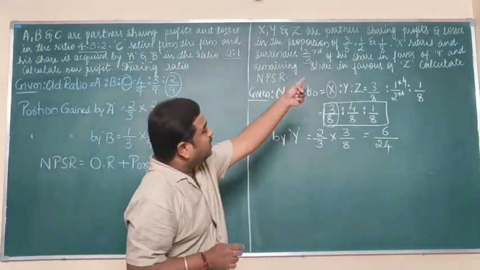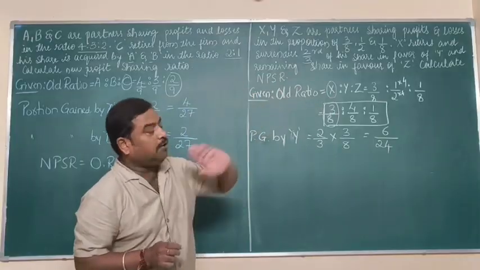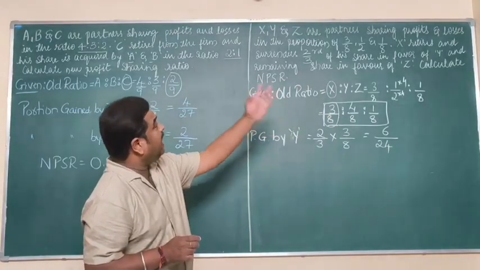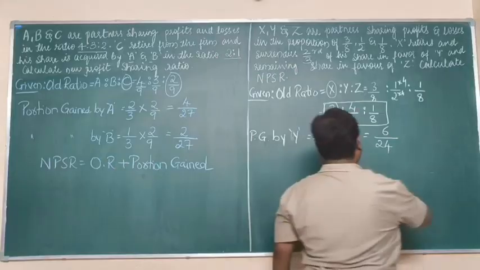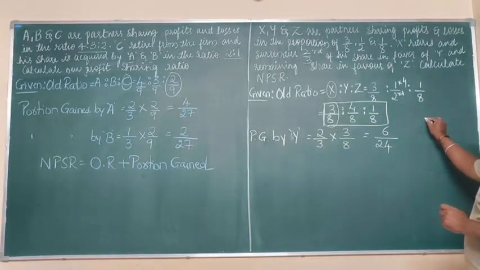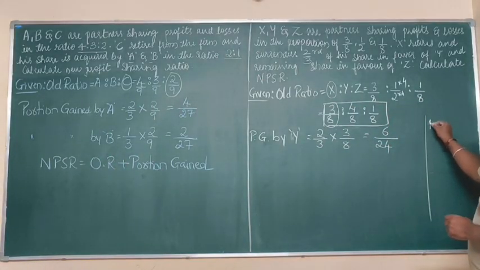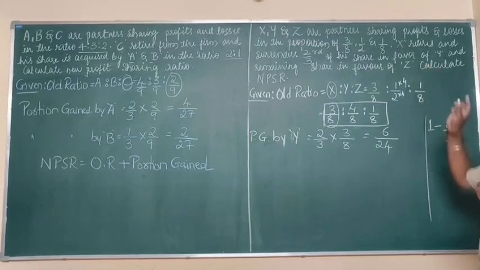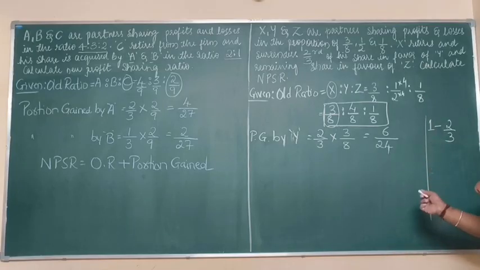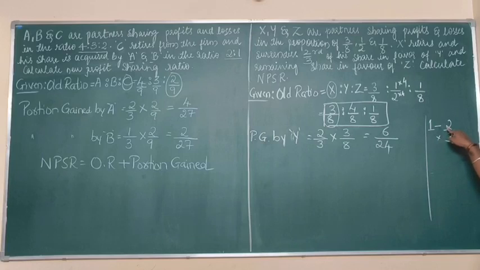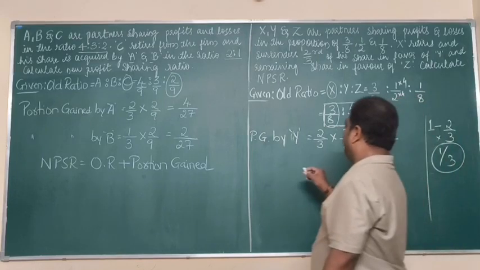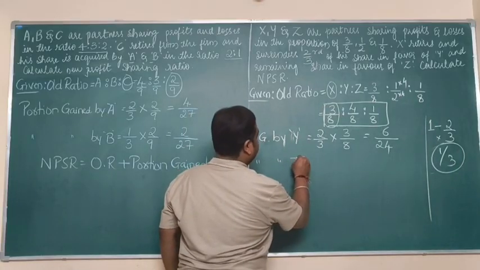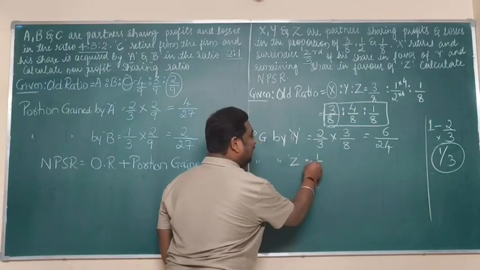Very important now. X retires and surrenders 2/3 of his share in favor of Y and remaining share. Now see, we are talking about the fraction. What is the biggest fraction here? 1. Okay? In that, he is giving 2/3 to Y. What remains? That is called remaining. How to get the remaining here? 3 1s are 3 minus 2. 3 minus 2, 1. So what will be the remaining share? 1/3. So portion gained by Z is equal to 1/3.